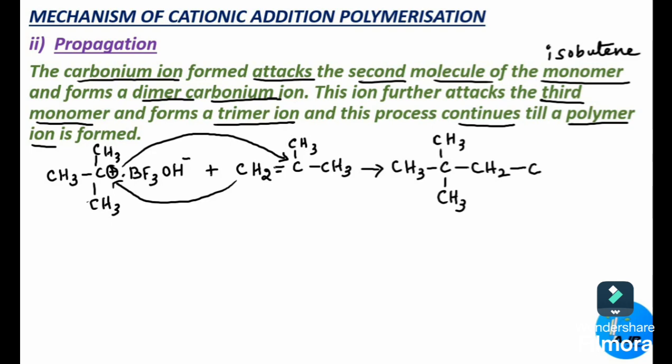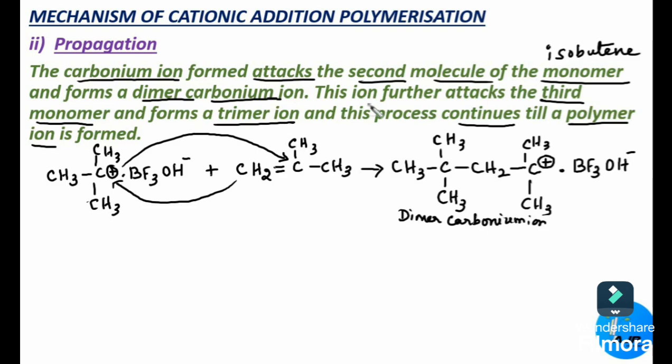Okay, so now what happens? Well, this carbon will be getting a positive charge. Okay, C plus. And now we should write the CH3 and the CH3 to this carbon. Okay, so CH3, CH3. Then we should write this BF3 OH minus also, so dot BF3 OH minus. So what is this? This is a dimer carbonium ion.